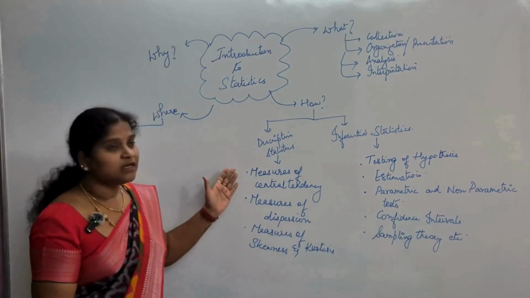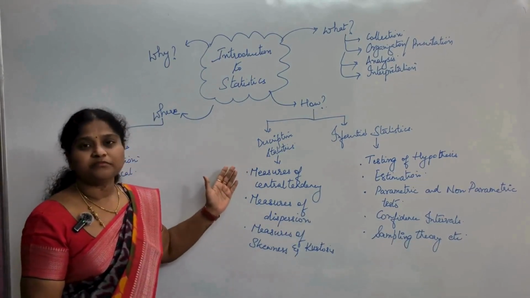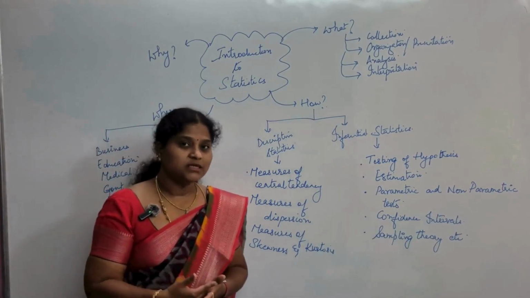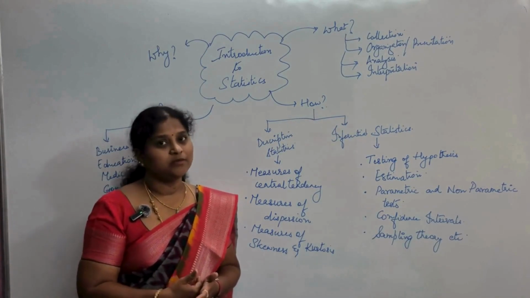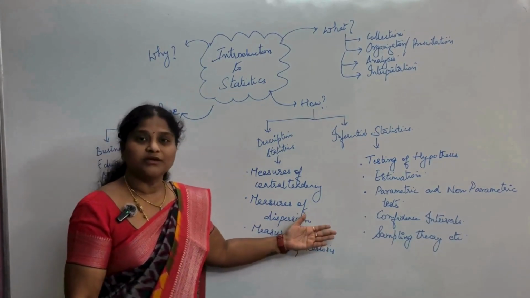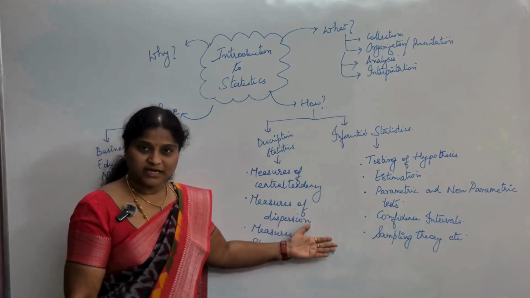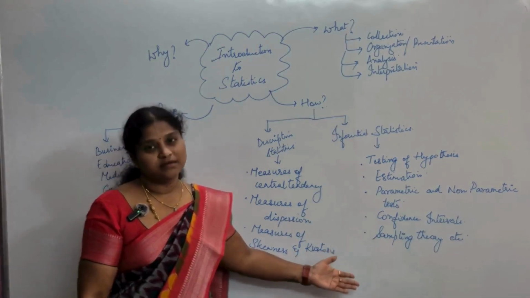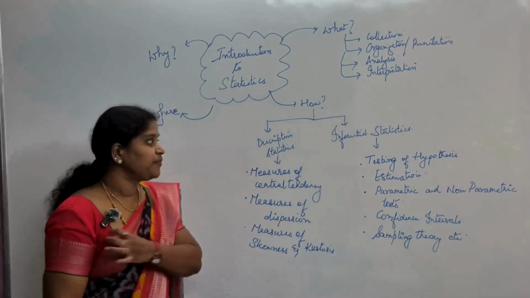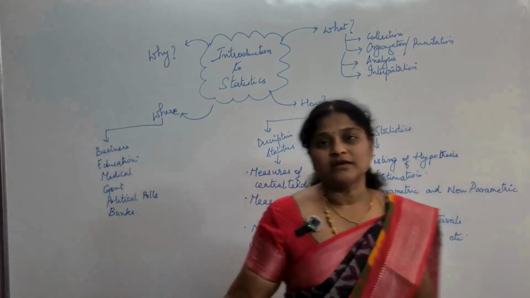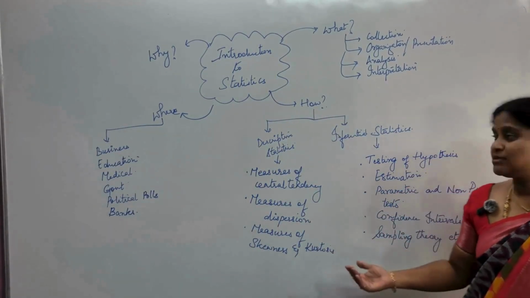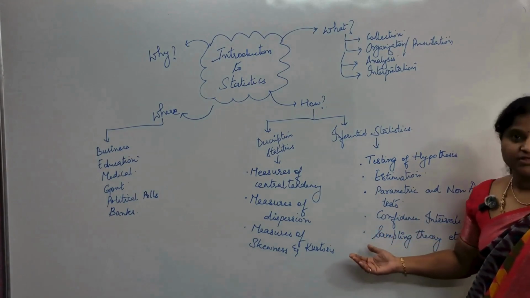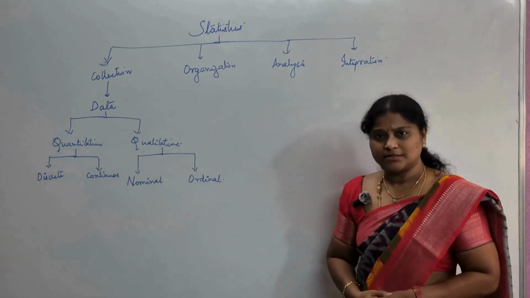The topics generally we cover under descriptive statistics will be measures of central tendency, where you must have heard the terms like mean, median, mode, geometric mean, and harmonic mean. Next is measures of dispersion: range, variance, standard deviation, coefficient of variation, all of them will come. Next is measures of skewness and kurtosis. Of course, we'll discuss these later. Next is inferential statistics. The topics under these will be testing of hypothesis, estimation, parametric and non-parametric tests, confidence intervals, sampling theory, etc.